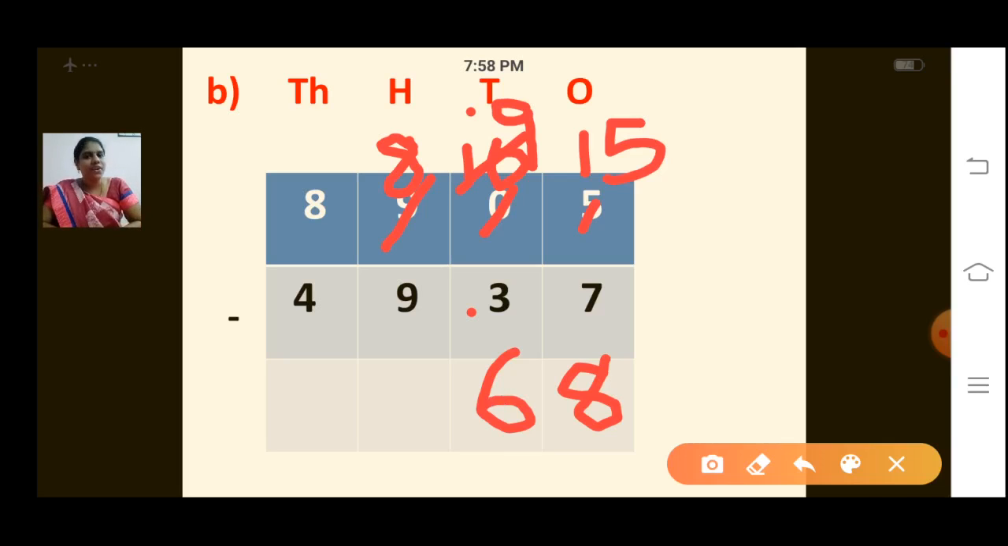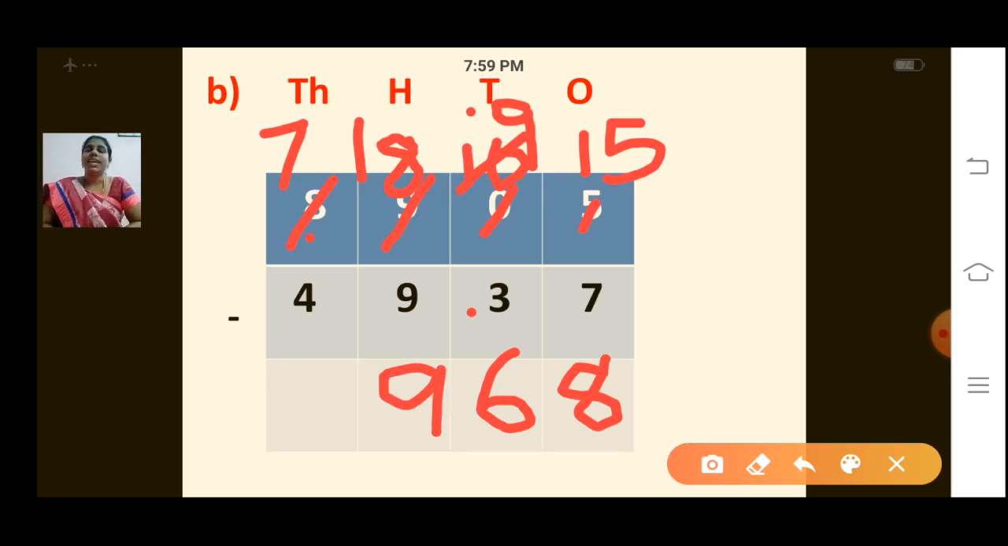Let's subtract the hundreds place. Can you subtract 8 minus 9? Not possible. So what do we have to do? Now borrow from the thousands place. What number do we have in the thousands place? 8. So my thousands place will become 7. 8 minus 1 is 7. And my hundreds place will become 18. 18 minus 9. 1800 minus 900. After 9: 10, 11, 12, 13, 14, 15, 16, 17, 18. So 18 minus 9 is 9.